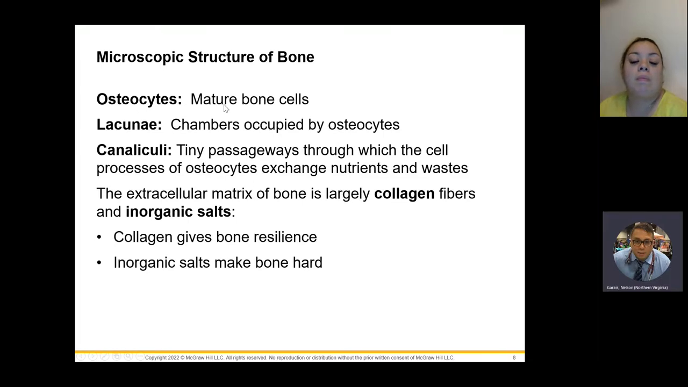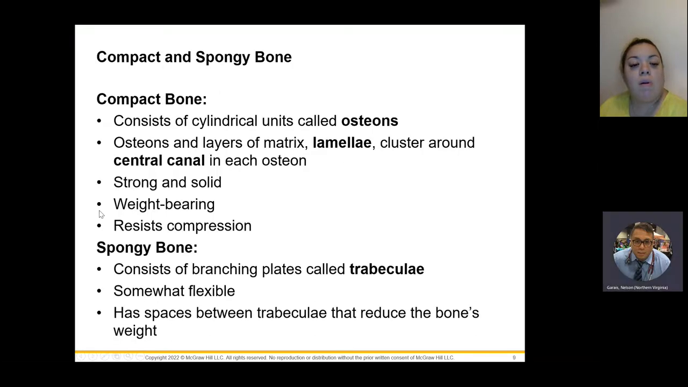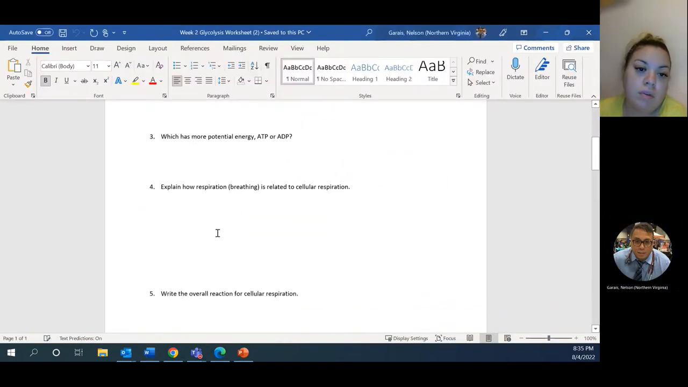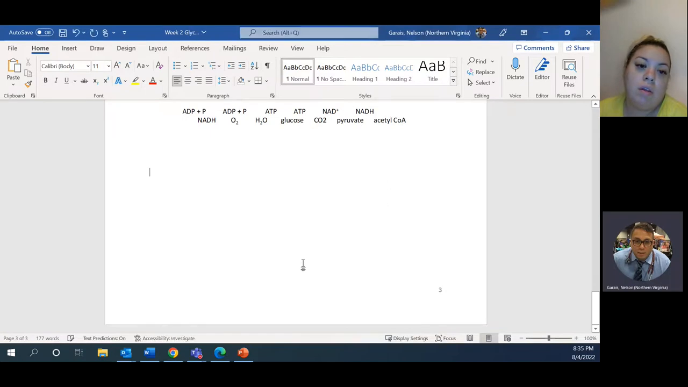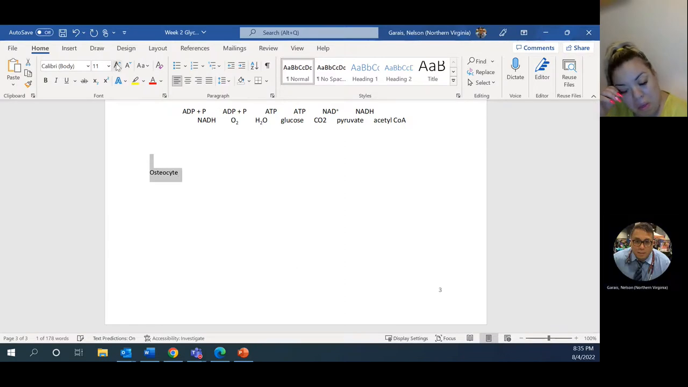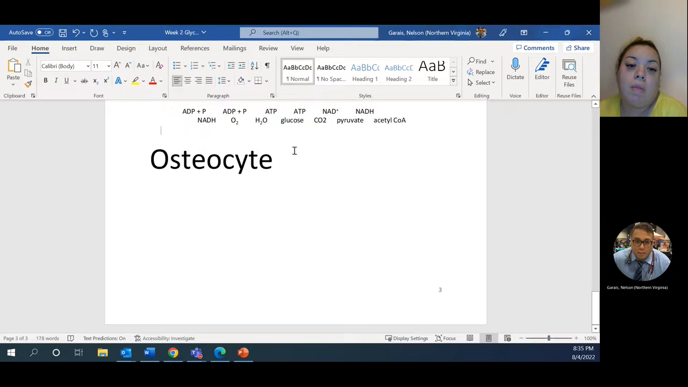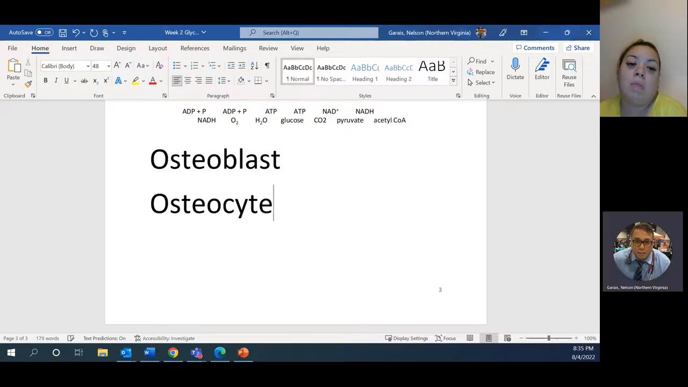Now, before we go even further, I want to talk about two other cells that are really important regarding the cytology of bone. Let's see if I can draw. I can't draw. All right, so I could do this. Okay, so there's three types of bone cells. Let me make this much bigger for all you myopic people in the room. Osteocyte. I got myopia. Osteoblast. Osteocyte. Osteoclast.